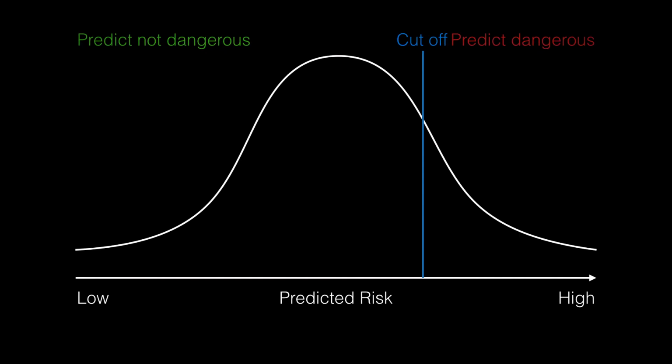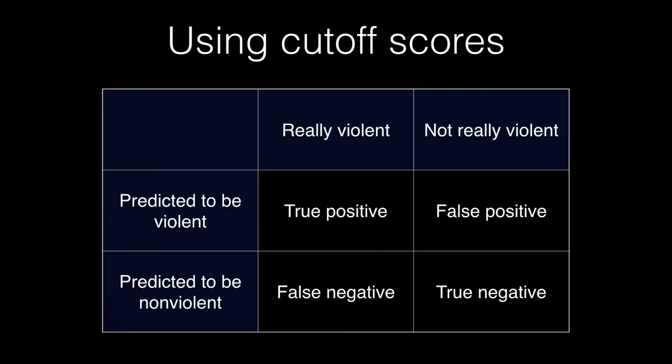If we raise the cutoff point to reduce these errors, and so now we only predict someone will be violent if we estimate that there was a high probability that they are dangerous, we make more true negative decisions and fewer false positive errors. However, we now make a different type of error. This error is called a false negative, which means we say a person is non-violent when in fact they're actually violent. This is also not a good outcome. We're recommending the release of someone who's still dangerous.